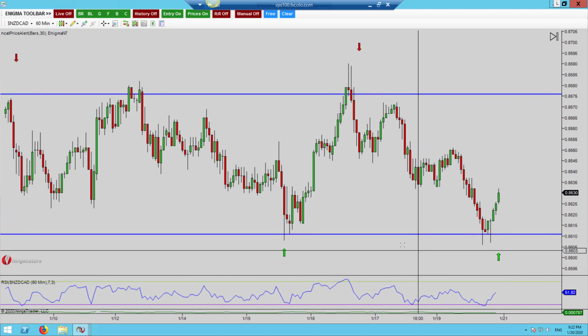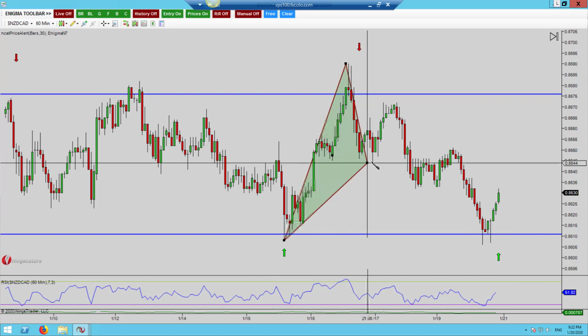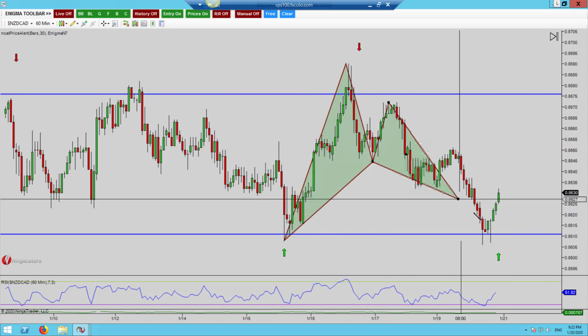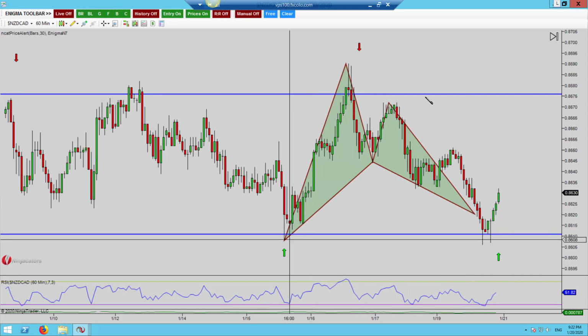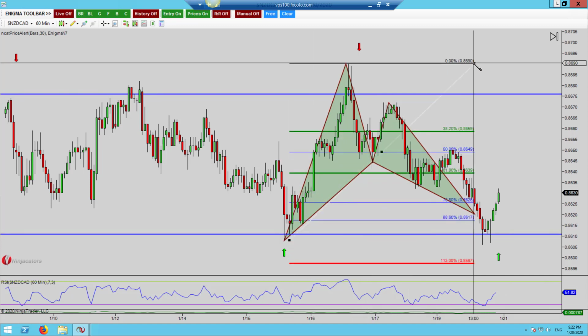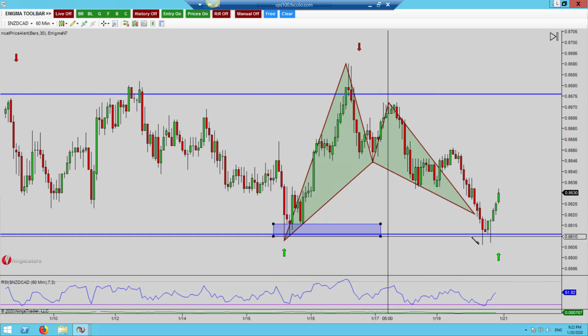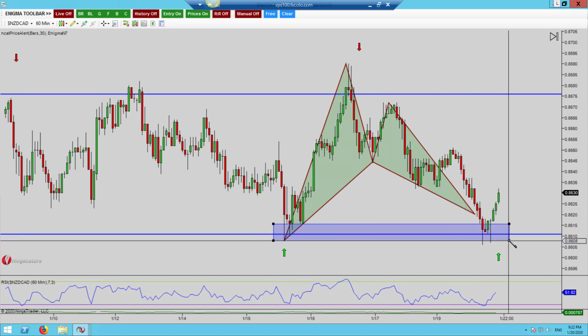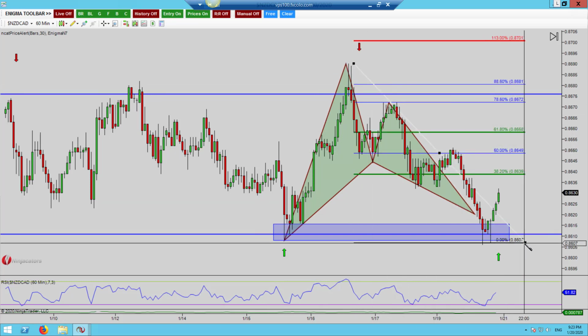So first of all, here is the bat pattern: X to A to B, B to C, and the CD completion was around this level. If I throw a fib on just here, you can see that we hit a 50%. What I am going to do though is highlight the wicks. The wicks are where we look for those rotation patterns, and I'm going to drop one time frame lower. Just before I do that, I'm going to put a fib on for the targets, which is the 382.